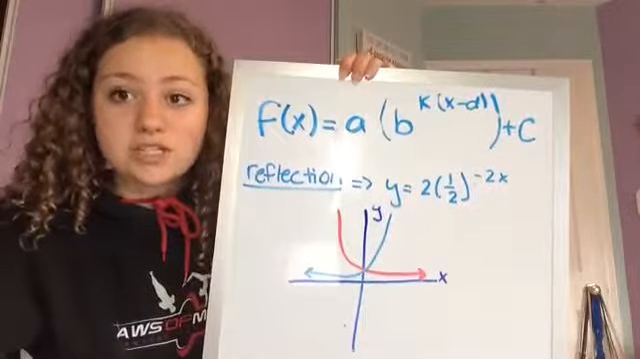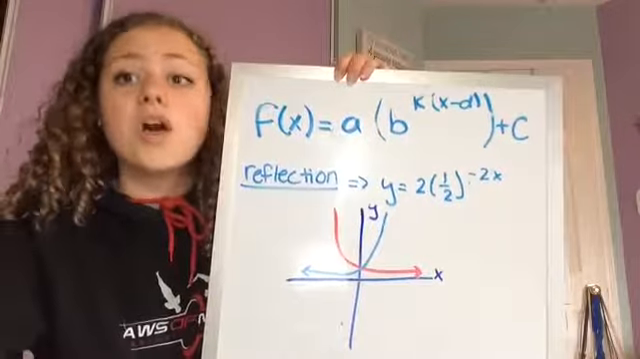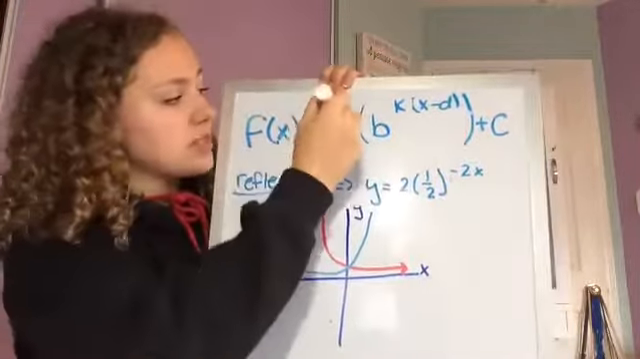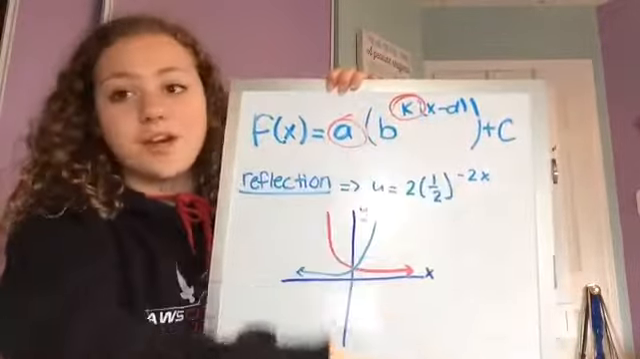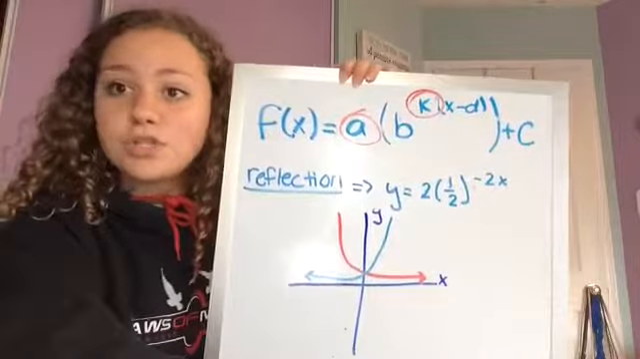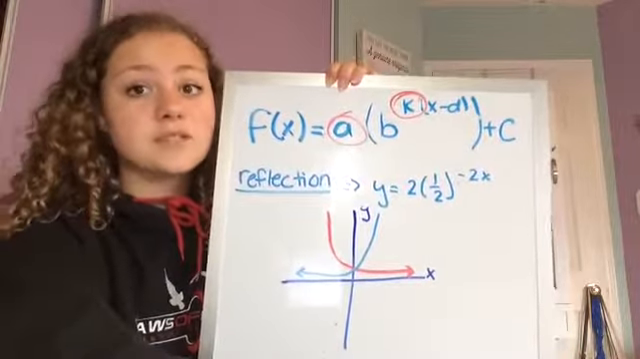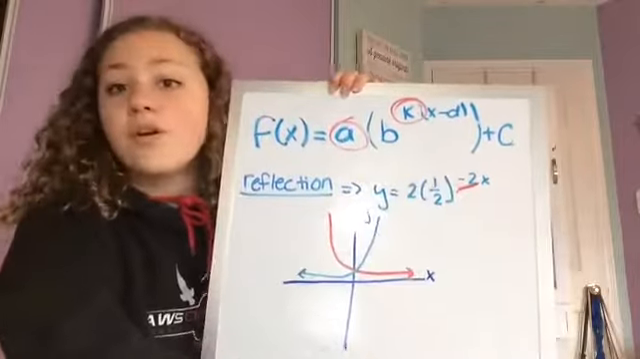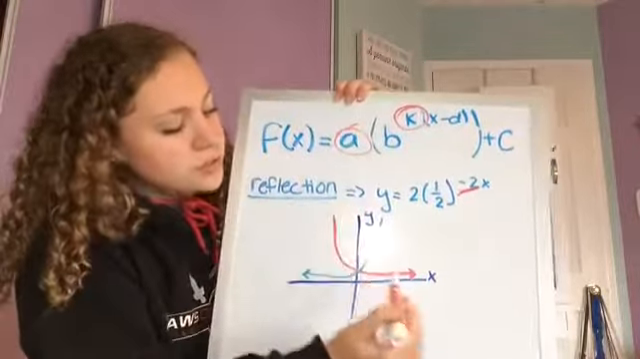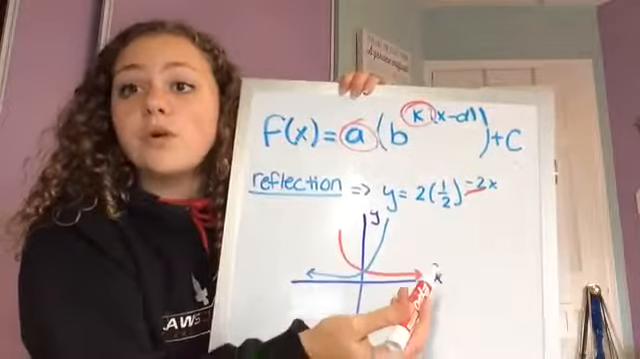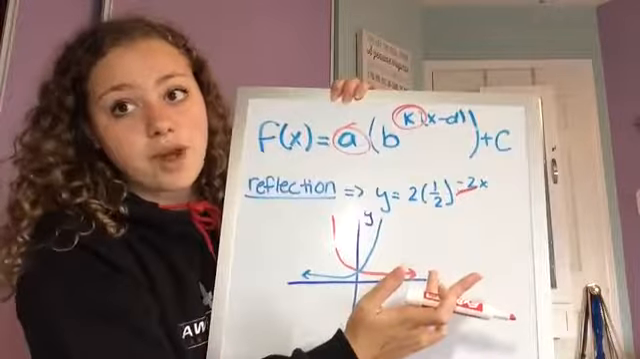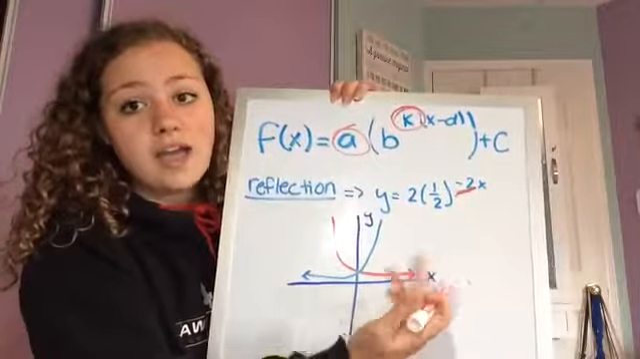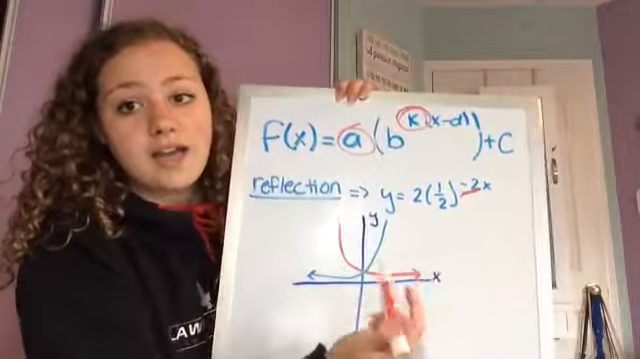Alright, when looking at reflections, they can either happen in the x or the y-axis. When they happen in the x-axis, you're dealing with this letter right here, a. But when it happens in the y-axis, you're dealing with this letter right here, k. So I chose to reflect my function over the y-axis, which means I'll be dealing with k. So if you look at this red function, which is what we drew with everything but our reflection, it is decaying to the right. But when reflecting it over the y-axis, which is this middle line right here, it becomes the blue line. So now it's decaying to the left.